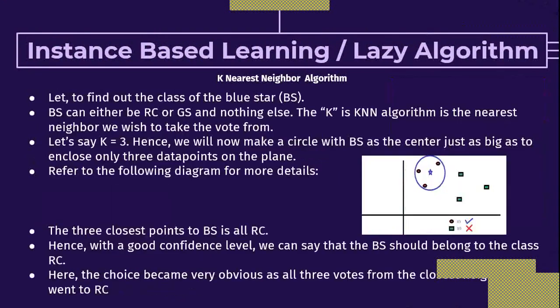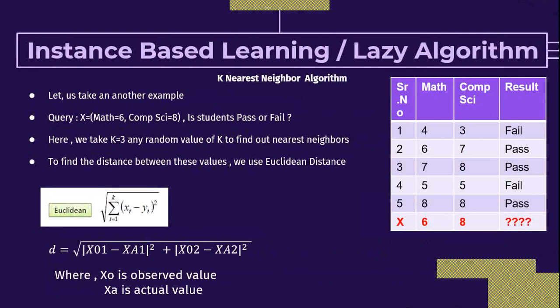Now let us take a numerical example of the k nearest neighbor algorithm. Let us consider I have a few students' records, and now I want to find out whether student X is pass or fail. Based on my previous students' data, I want to classify which category this X student belongs to.